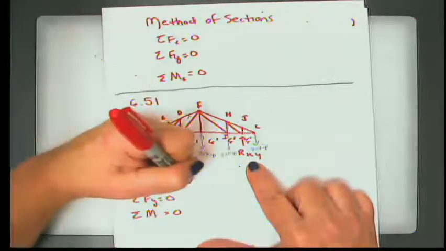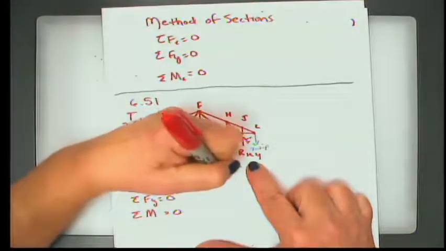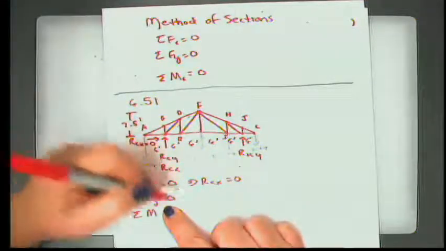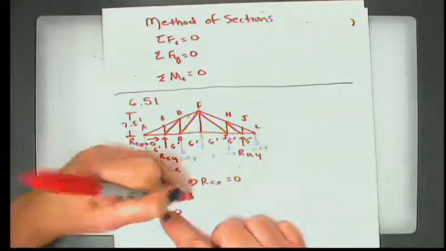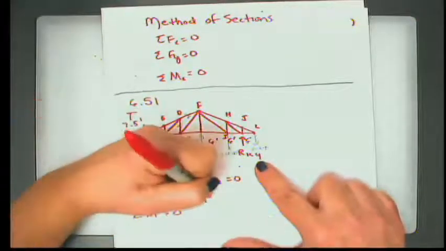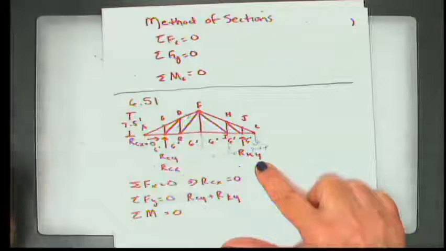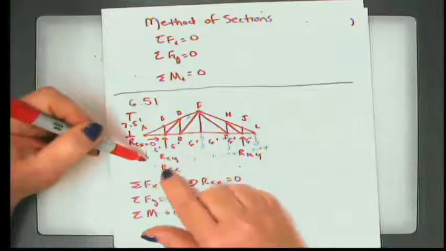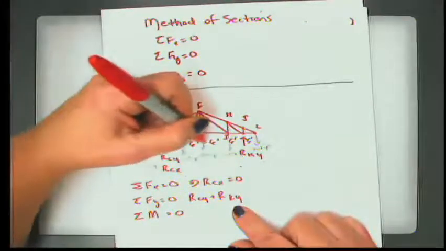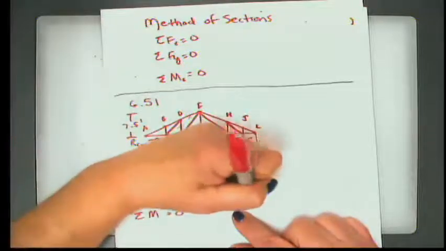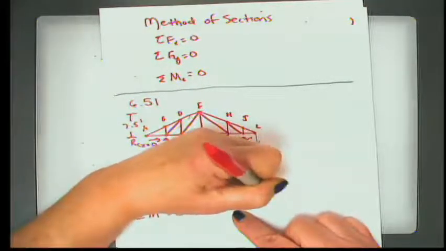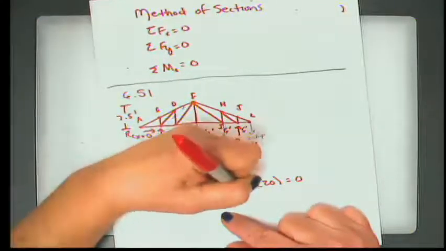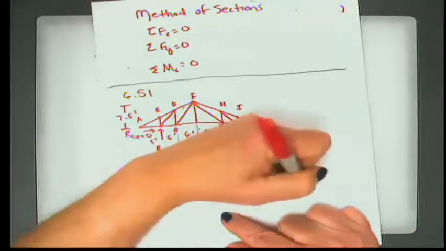Okay, first of all, in the x direction, we get reaction C in the x direction equals 0, so that one's easy. In the y direction, we have pushing upward, R sub C in the y direction and R sub K in the y direction. And in the negative y direction, we have 20, 40, 60, 80, 100. So I'm just adding all those, 5 times 20 kips, equals 0. So I know that R sub Cy plus R sub Ky equals 100 kips.